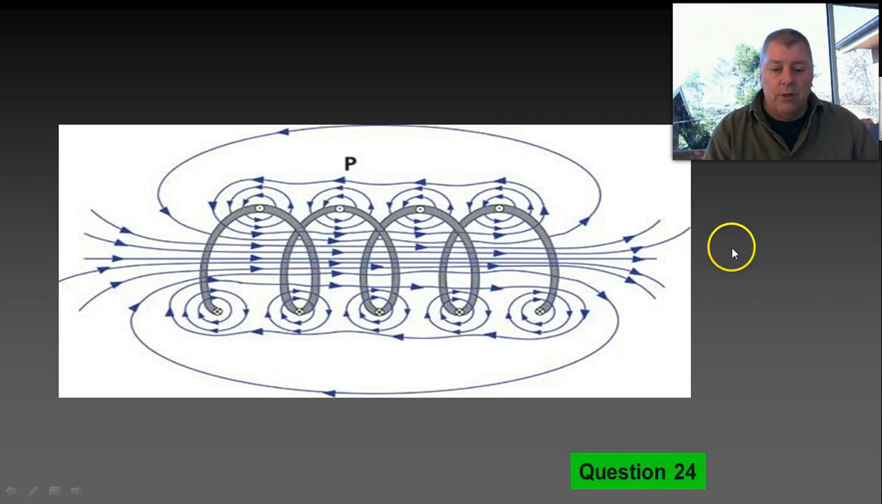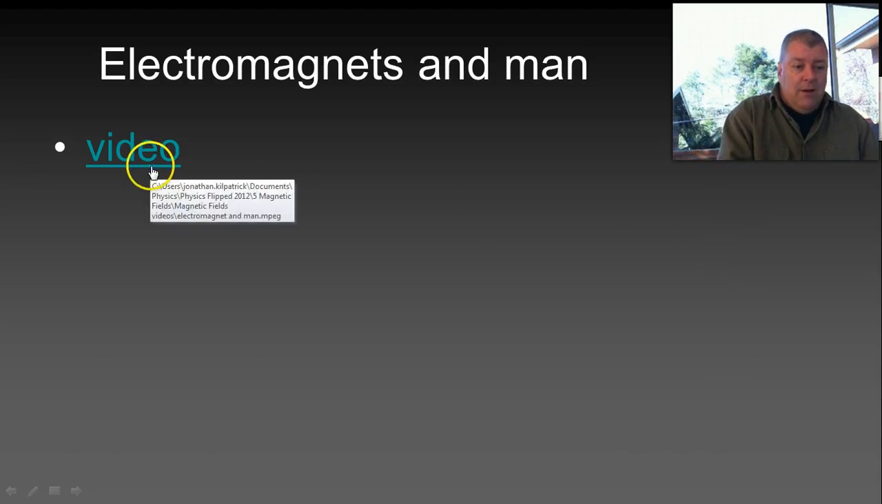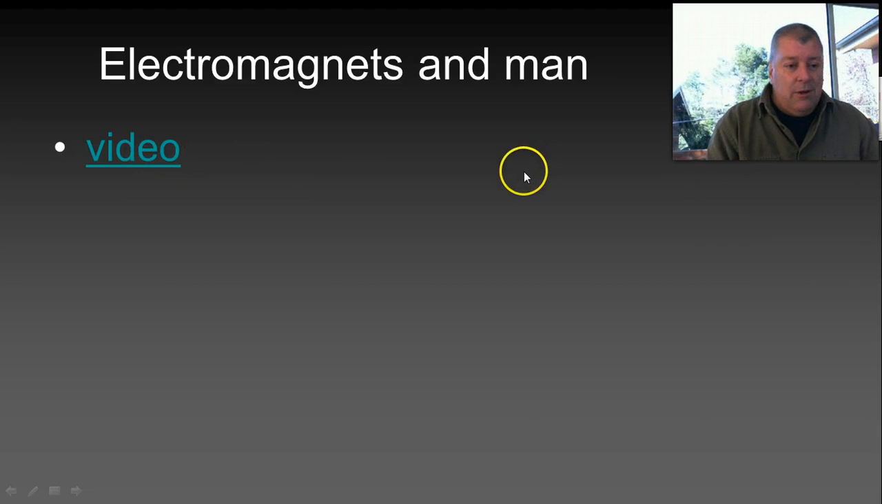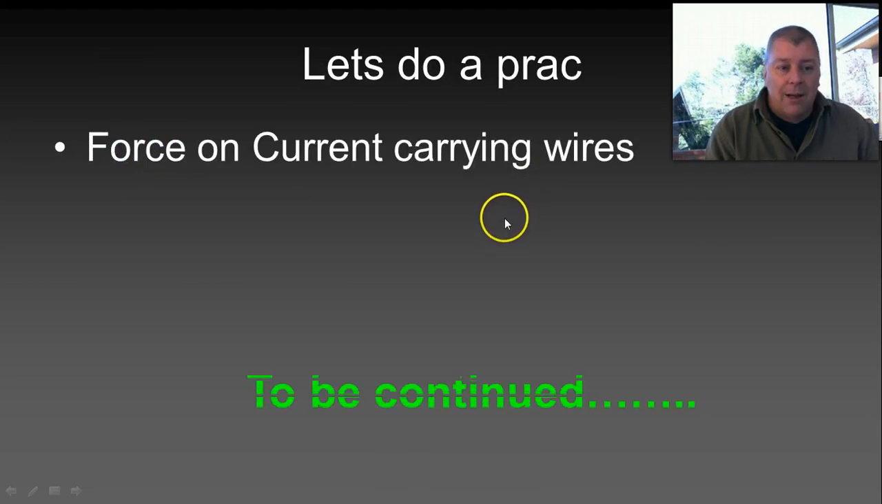So you should be able to do question 24 now. And there's a video here of just an electromagnet and a man. You can watch that on the OneNote. And I'm going to make you do a prac on current carrying wires, and then we'll do some more theory videos. Alright, so that should just about do you for this section.